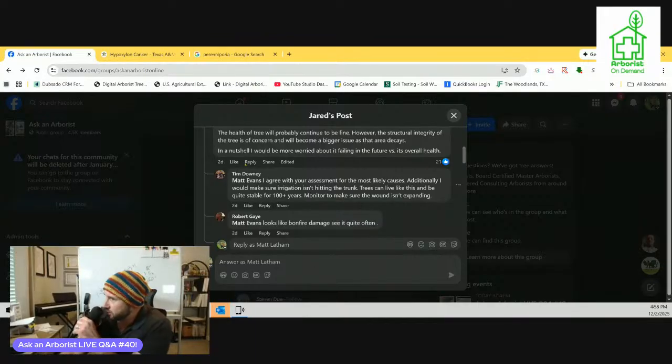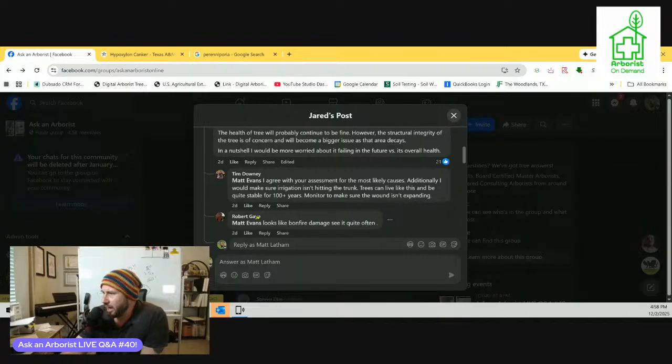I agree, Tim. Love it, dude. I agree with your assessment for the most likely causes. Additionally, I would make sure irrigation is not hitting the trunk. That's a really good point. Tim is spot on there. Trees can live like this and be quite stable for 100 plus years. There's a lot of research on that.